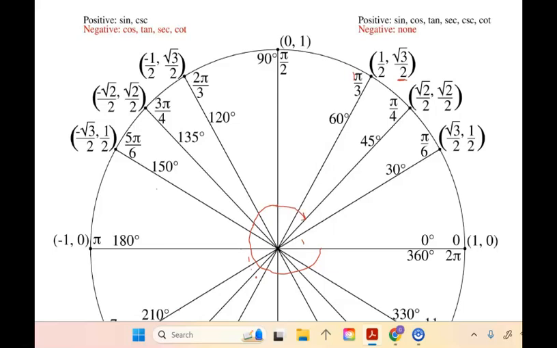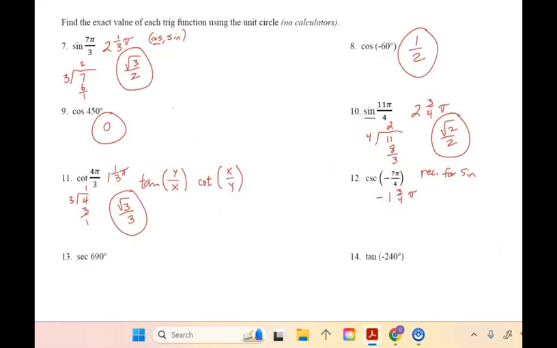So I'm going to land on this ordered pair. And I'm looking for the reciprocal of sine. That's what cosecant is. So the y coordinate there, which would be sine, is the square root of 2 over 2. But since I want cosecant, I have to flip that over and then rationalize.